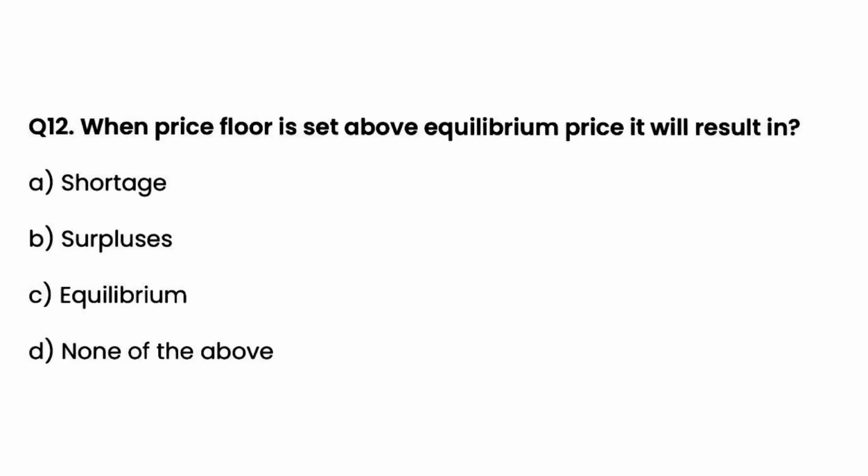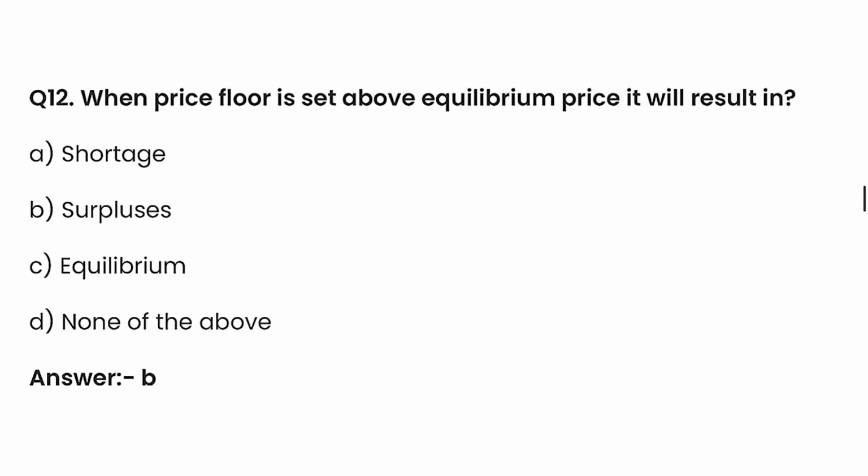Now, when price floor is set above equilibrium price, it will result in first, shortage; second, surpluses; third, equilibrium; and the last, none of the above. Here the option is option B, surpluses.